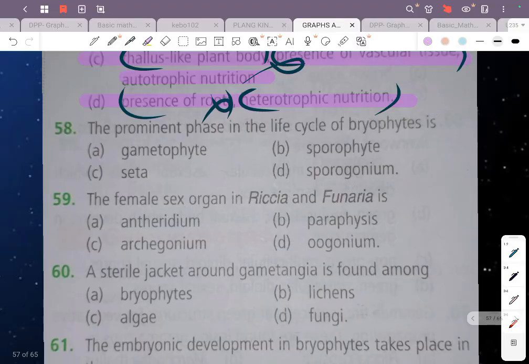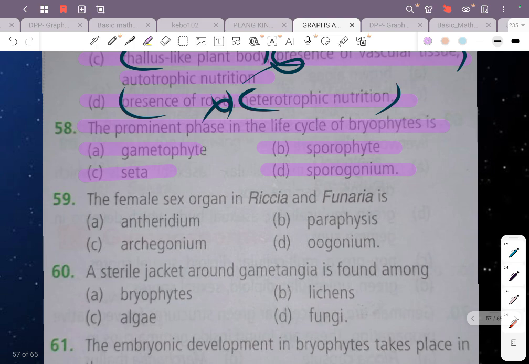The next question is, the prominent phase in the life cycle of bryophyte is? What do you think is the prominent phase in the life cycle of bryophyte? Is it A, gametophyte? Is it B, sporophyte? Is it C, seta? Or is it D, sporogonium? What do you think it is? Now the correct answer here would be A, gametophyte.